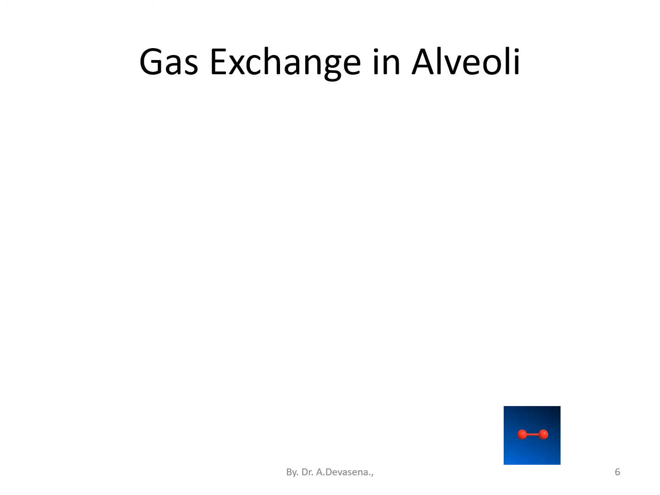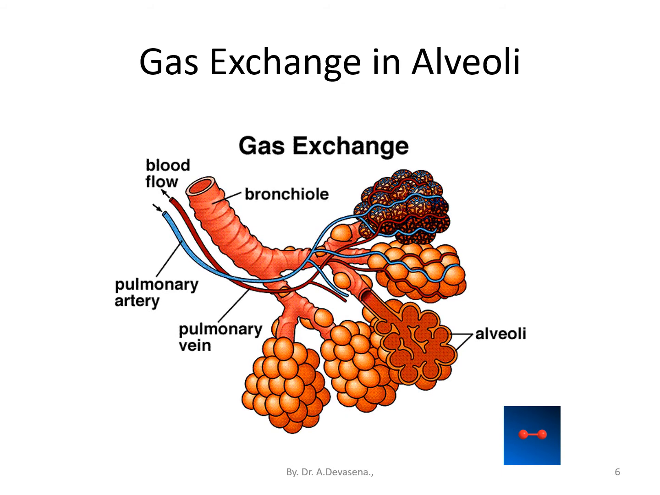Let us see how gas exchange takes place in the alveoli. Here is a representation of the gas exchange that takes place in the alveoli. Normally, the pulmonary artery carries the impure blood, in which carbon dioxide is present. This impure blood is passed to the lungs, and in the lungs, it is passed to the alveoli. Already a rich amount of oxygen is present in the alveoli. Now, in the alveoli, gas exchange takes place.